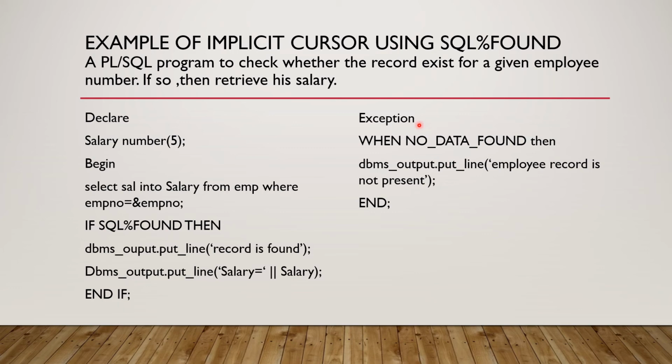Otherwise, we are using an exception. Exception is what? This is a predefined exception, right? WHEN NO_DATA_FOUND, then we are just displaying a user-friendly message and we are ending the program. So that is the way how we are going to use the attributes with implicit cursor, right?